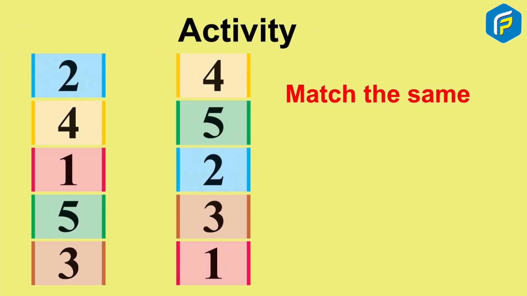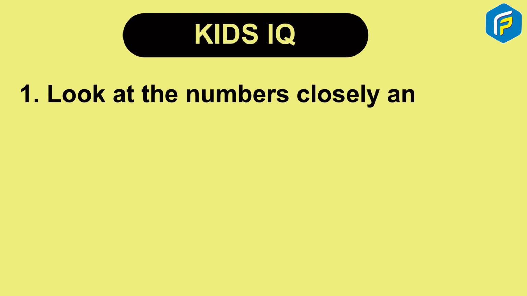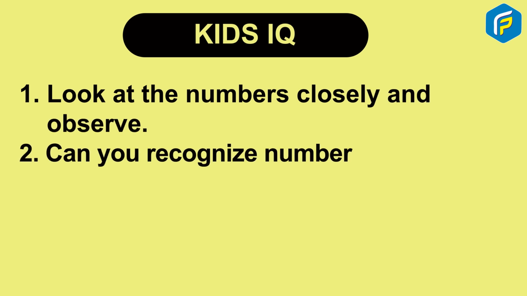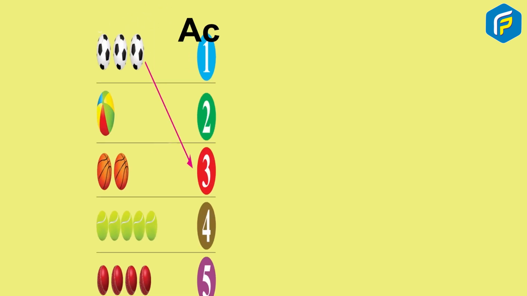Activity. Match the same number. Kids IQ. 1. Look at the numbers closely and observe. 2. Can you recognize numbers 2, 4, 1, 5, 3? 3. Now can you match the same number in another column?